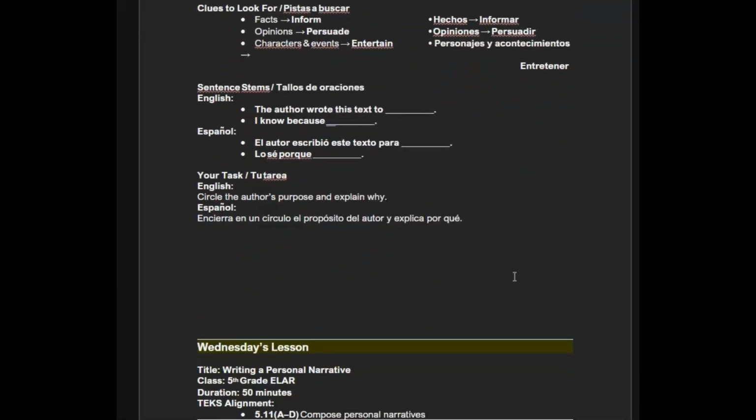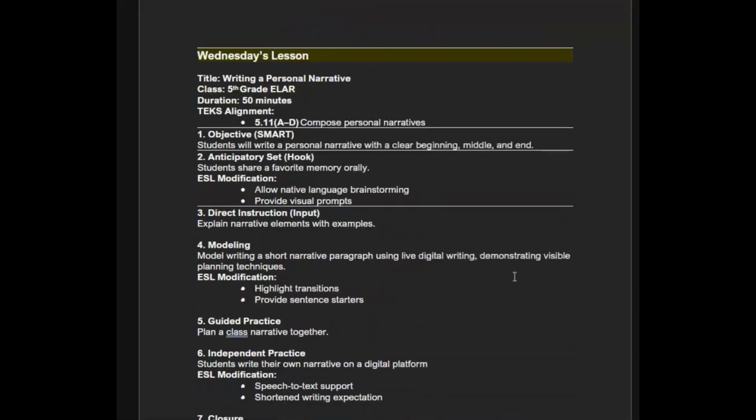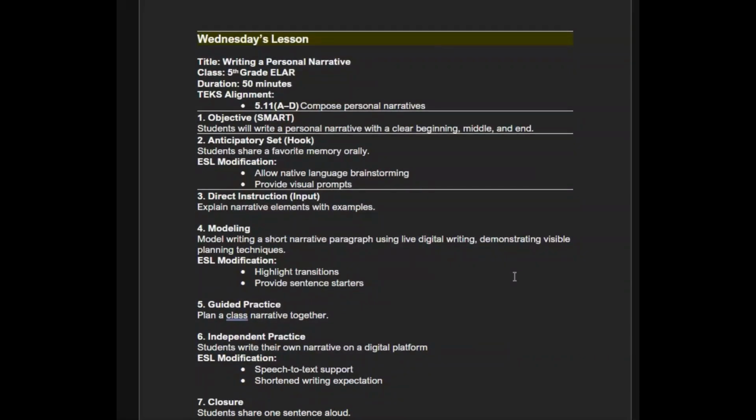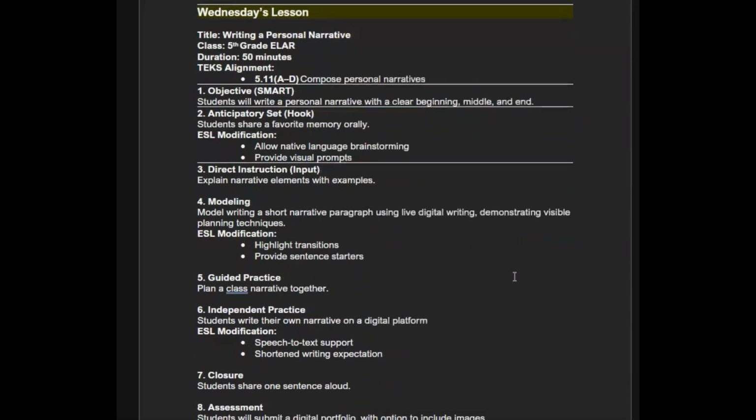Go through sentence stems, and then they're going to be given the assignment of writing the author's purpose and explaining why, of a short story that's handed to them. We then go into Wednesday's lesson, writing a personal narrative.